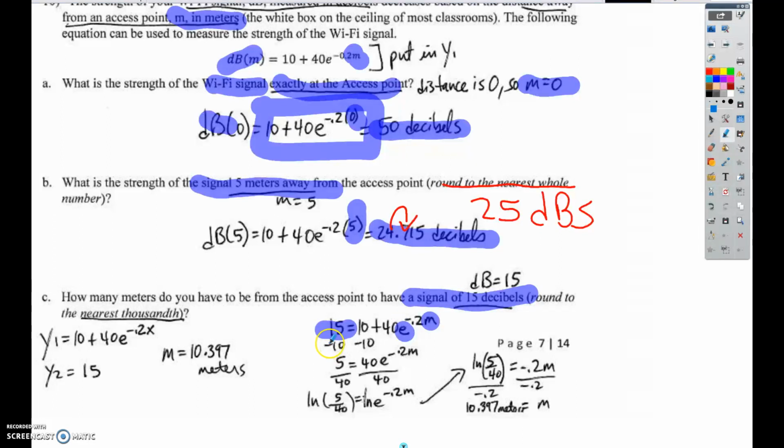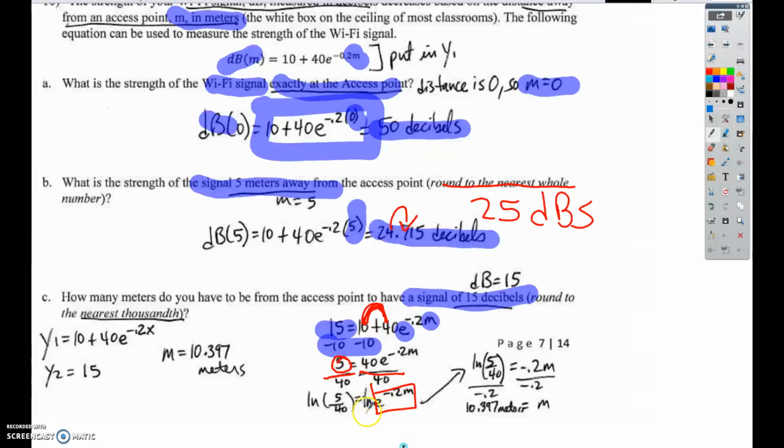I'm going to start by subtracting 10 from both sides of the equation. Please remember, you cannot combine 10 and 40. 40 is added to 10, which is multiplied times e. So you may not combine these two. You must subtract 10 and get 5 on the left, and then you must divide by 40 so that you finally have e to the negative 0.2m by itself.